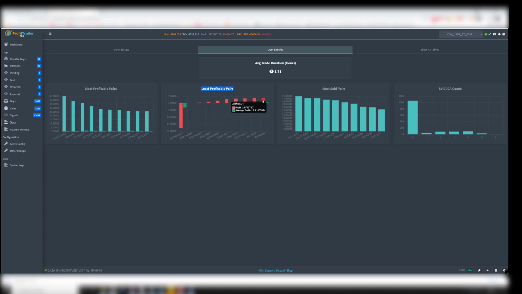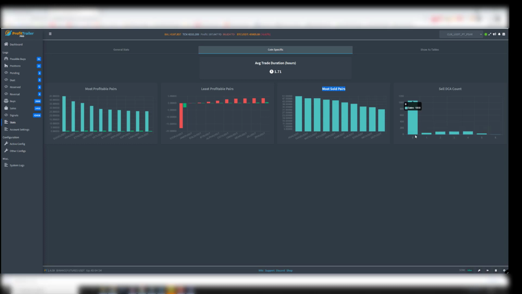But you can also see, for example, ZRX has given me only $3.5 in profit, and you can see how many times I sold each coin. So ADA 51 times, Dog, etc. And here you can see how many DCAs I have done on average. As you can see, the big majority of sales are done with zero DCAs. It's just in and out, as PSAR should be.